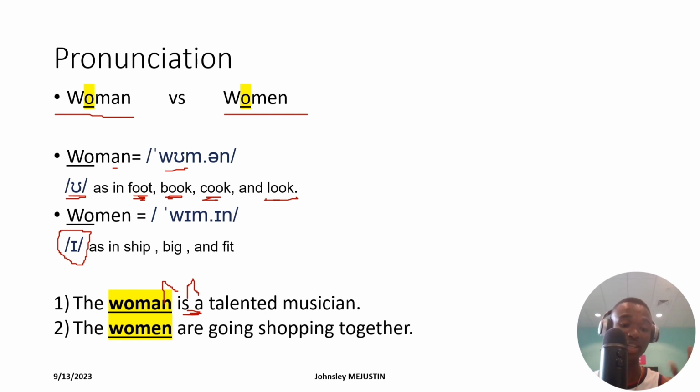And the plural is the women are. The women are. Do this as well. Link them. The women are going shopping together. Let's go. The woman is a talented musician. The women are going shopping together. The woman is, that's the singular form. The women are, that's the plural form. Does that make sense? I believe it does.